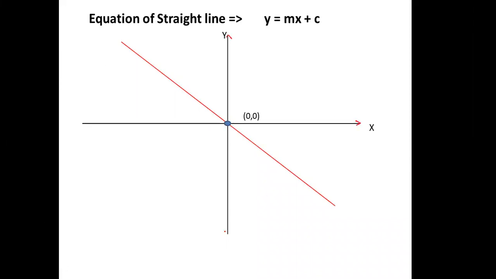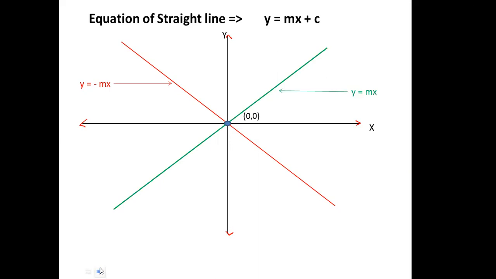y is equal to minus mx. y is equal to minus x. The equation of this straight line is exactly opposite. That is this green line. The equation of this green line is y is equal to plus mx. This is the first point, the equation of straight line. Just draw this first point.